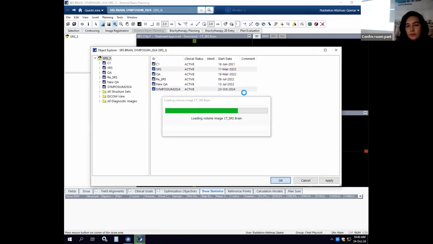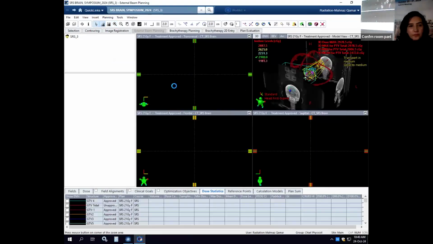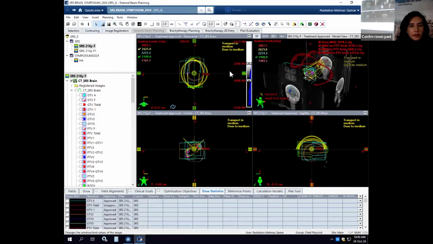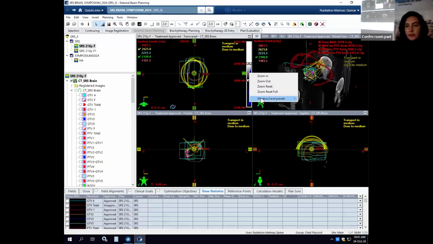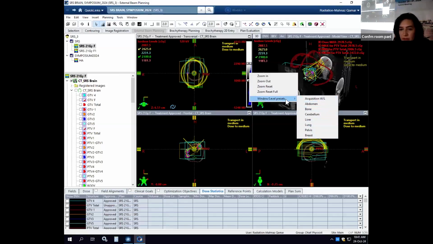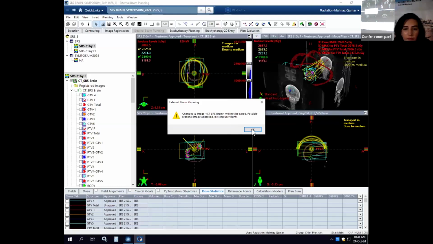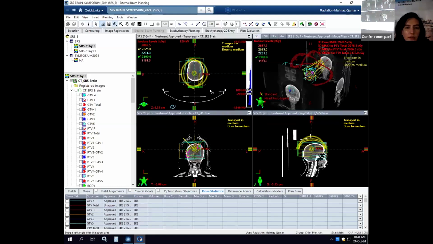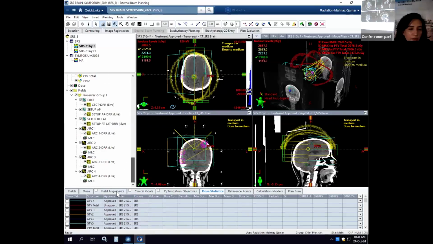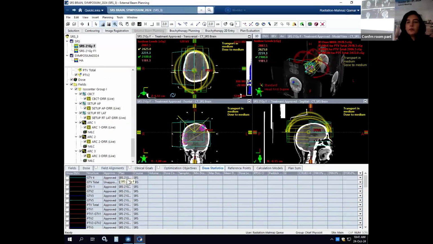Here at SKM, we have the HyperArc system from Varian. Again, I didn't mention it, but I have no conflict of interest. But this is the equipment we have. So the HyperArc is an algorithm, and basically it has a standard of 4 beams. And I will show you the distribution of the beams.